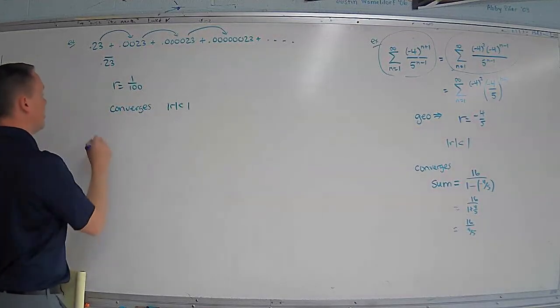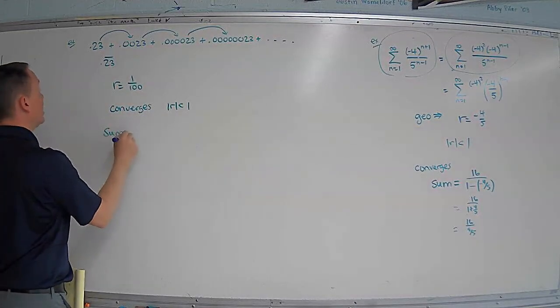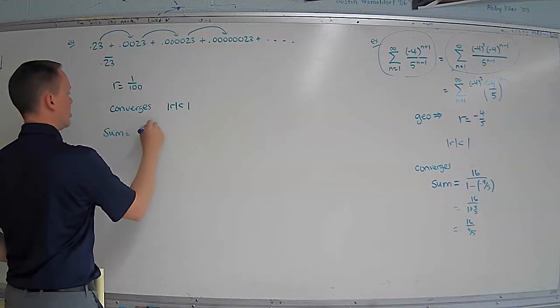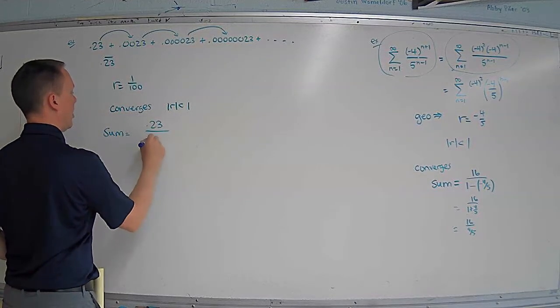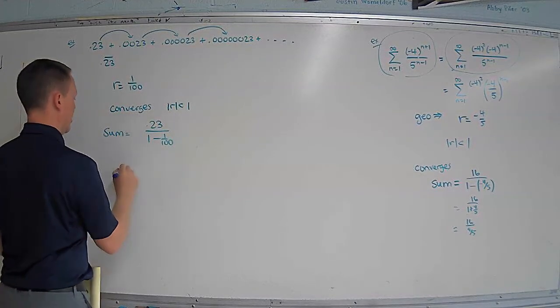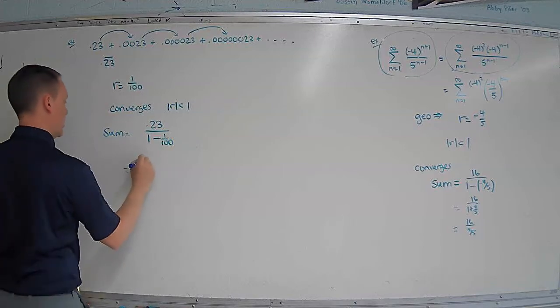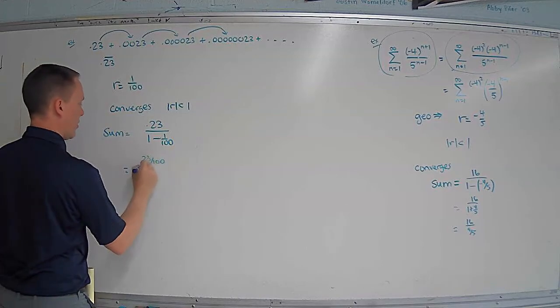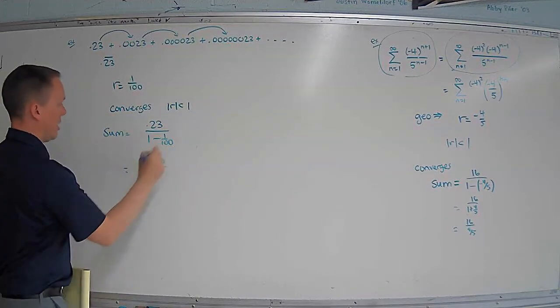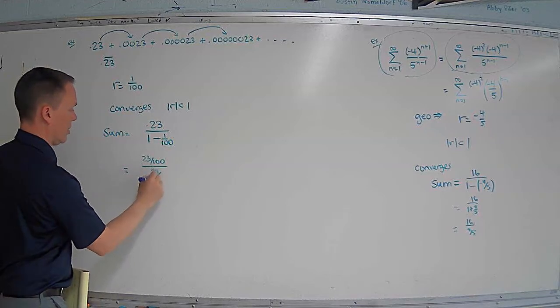So what do? The sum of this is going to be the first term, which is 0.23, over 1 minus the common ratio. Now 0.23 is the same as 23 over 100. 1 minus 1/100 is 99 over 100.